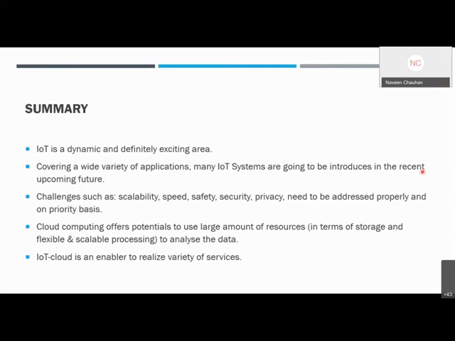A few of the services, a few of the case studies we have discussed, are in terms of finding the parking space in the parking lot. And I've given you some idea also about the area of IoMT, Internet of Medical Things, where you can actually take the benefit of integrating cloud computing with IoMT, Internet of Medical Things.